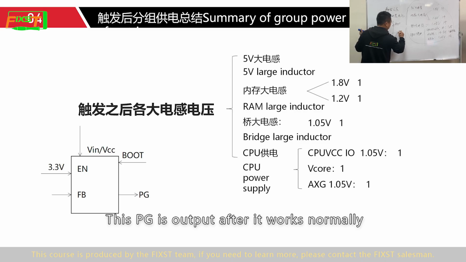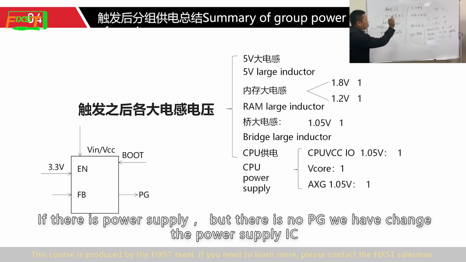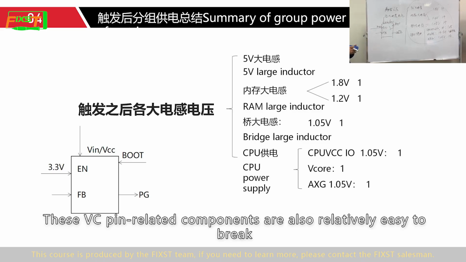This PG is out after it was normally. Don't test PG because it is not power. If there is power supply but there is no PG, we have changed the power supply IC. This point needs to be in place for everyone. These VC pin related components are also relatively easy to break.